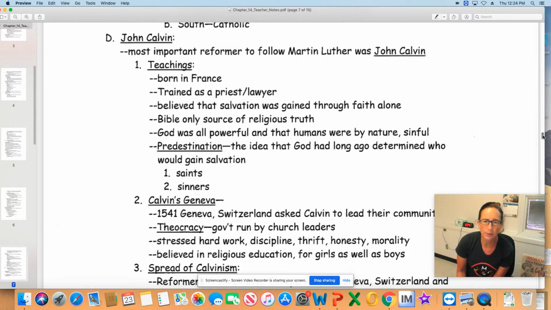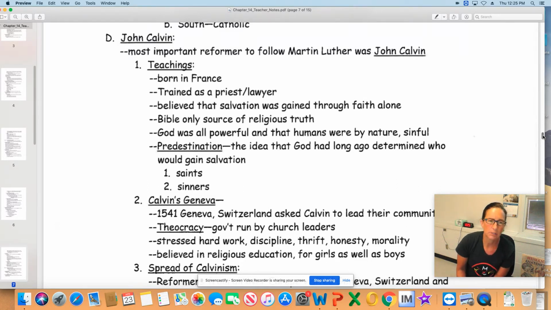He was trained as a priest and a lawyer, and believed that salvation was gained through faith alone. The Bible is the only source of religious truth. God was all-powerful, and humans were by nature sinful. A big difference between Calvin and Martin Luther is that Calvin tended to be pessimistic, not very optimistic. We're sinners, we're bad people by nature, according to John Calvin.